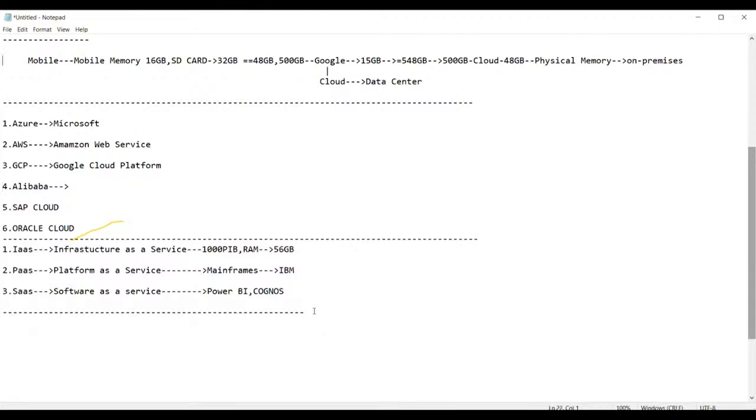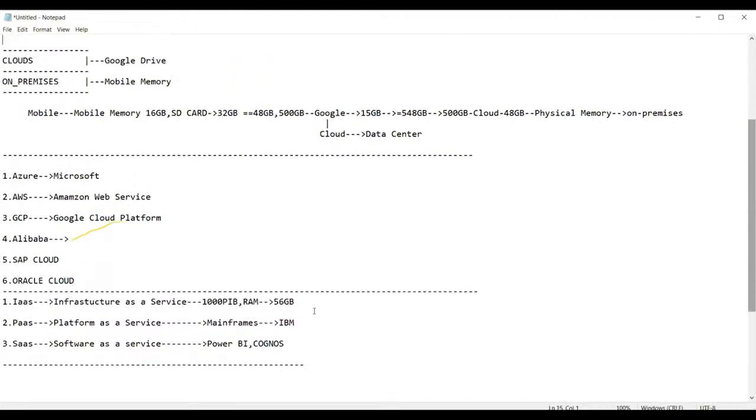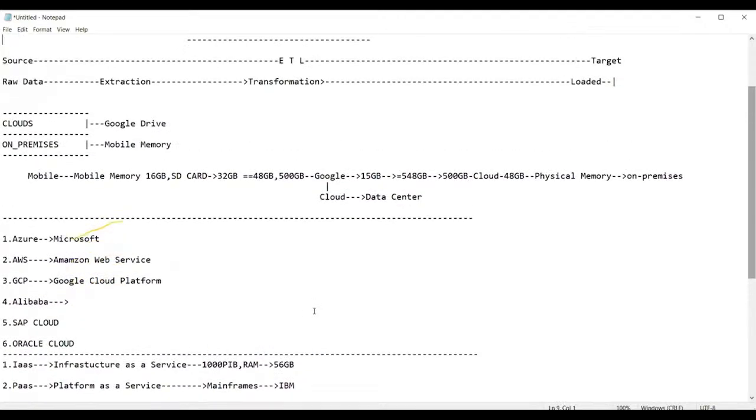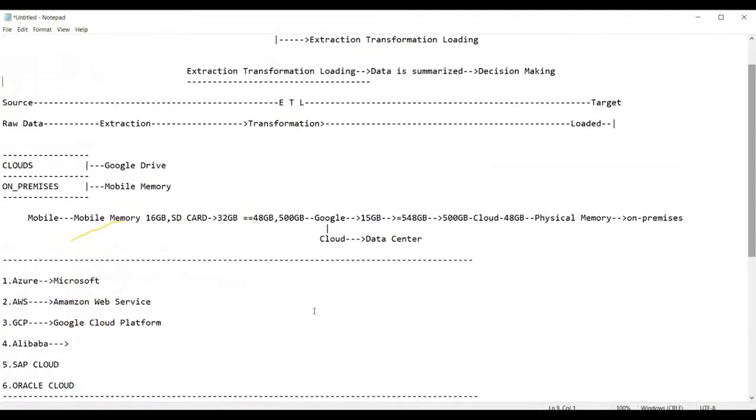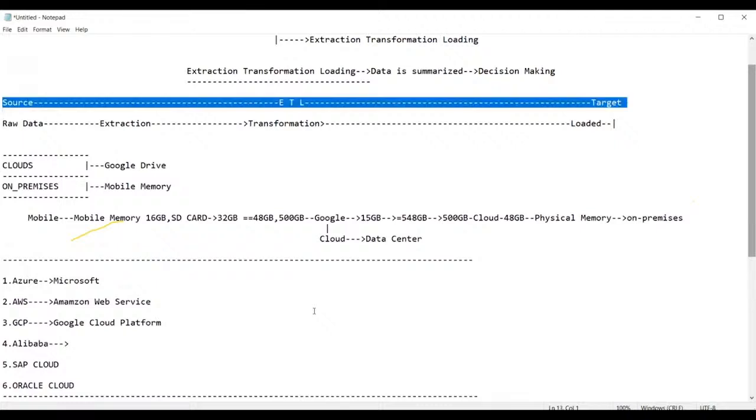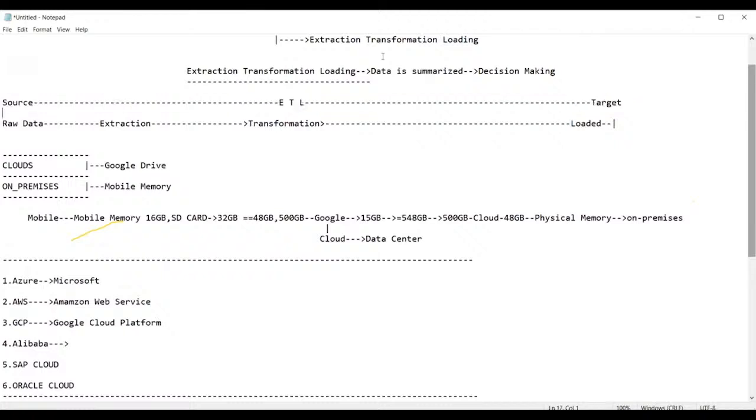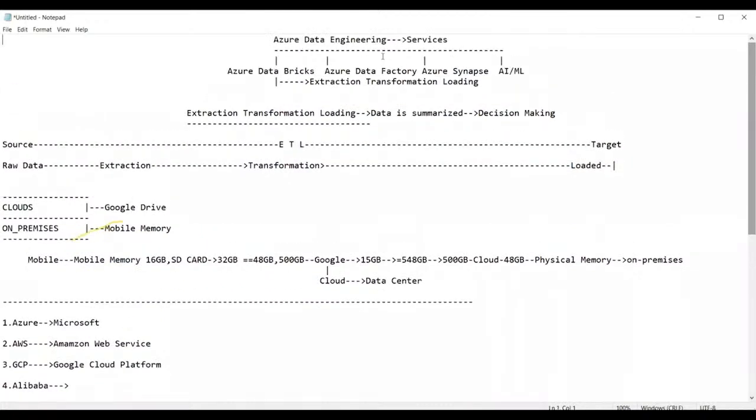Now guys, the cloud is clear to me, and on-premises is also clear to me. Everything is clear. Source, target, and extraction, transformation, loading are also done. But my question is: what exactly is the use of ADB, that is called Azure Databricks?